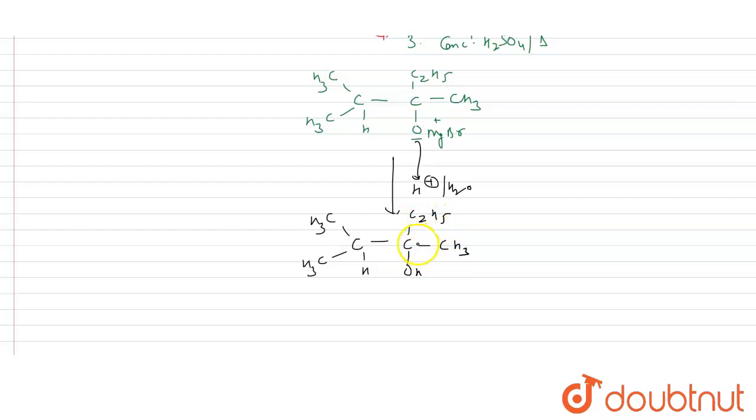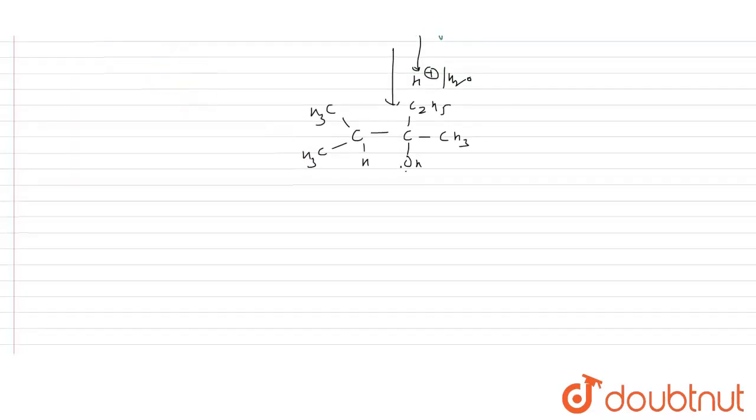Now in the reaction condition we have used concentrated H2SO4 and heating condition. So that means this OH becomes protonated. That means the lone pair of this oxygen will abstract the proton.